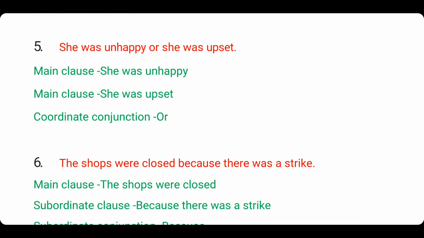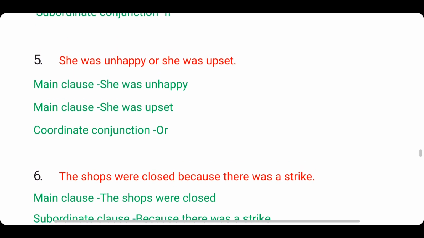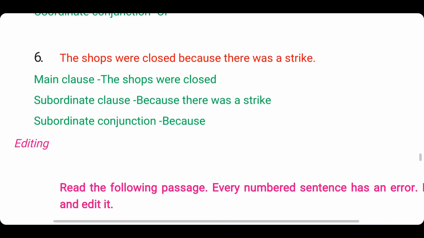On to the fifth sentence. She was unhappy or she was upset. What's the conjunction here? Yeah, or is the conjunction, and or is a coordinate conjunction. Hence we can say that there are two main clauses. Yes, what's the first one? Yes, it is she was unhappy, and the second main clause is she was upset.